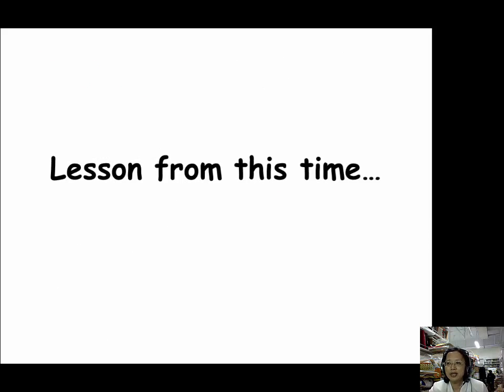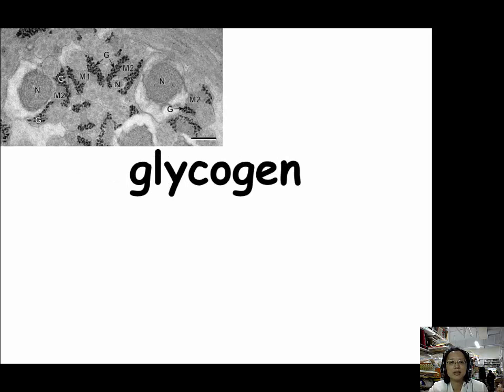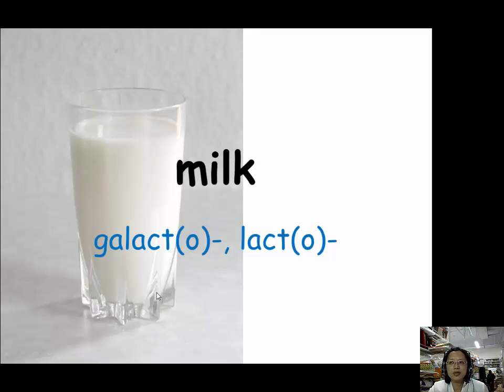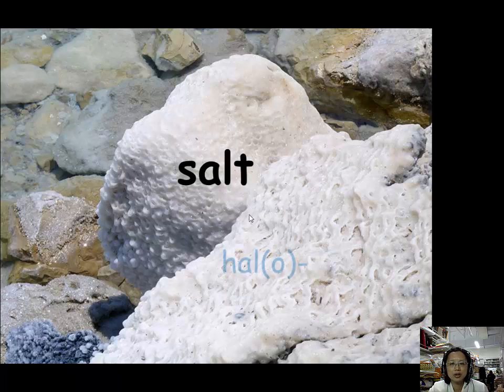Now we finished lesson 18. Let's review what we've learned this time. For glycogen, we could use this prefix glyco, G-L-Y-C-O. For milk, we have two prefixes to use, galacto, G-A-L-A-C-T-O, or lacto, L-A-C-T-O. For salt, we have one prefix, halo, H-A-L-O.